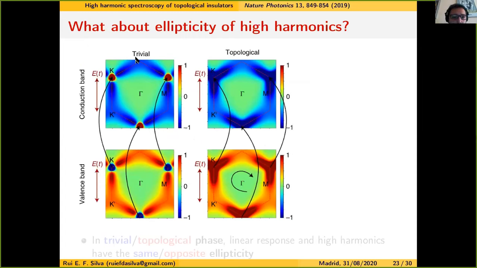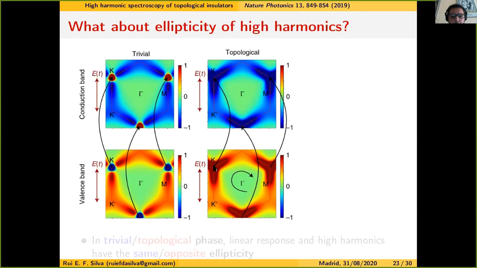So what I'm showing here is the Berry curvature of the valence band and of the conduction band in the trivial case on the left. And on the right, I'm going to show you the same thing for the topological case. Imagine that the minimum band gap is at the k point, so we expect that electrons are promoted to the conduction band mostly at the k point. And in the trivial case, all the electrons in the conduction band that are then driven by the laser field are going to feel this positive Berry curvature.